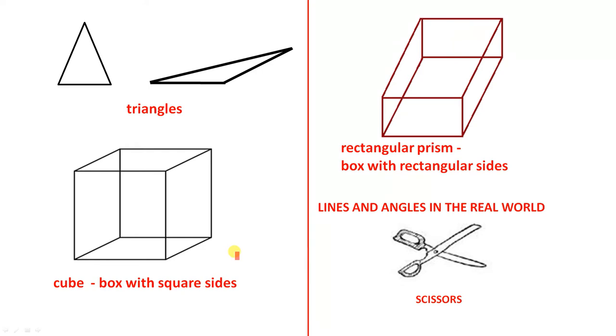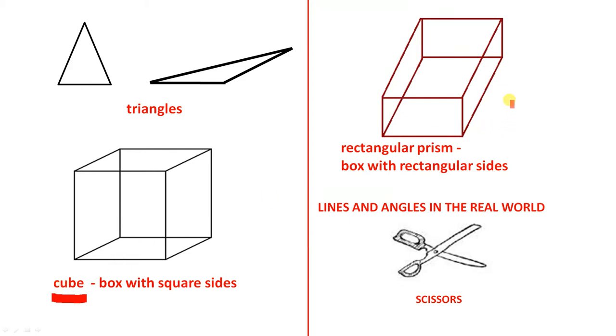Now lines and angles also form 3D objects. This is a cube. You can see all the lines and the angles. And it's called a cube because it's a box with square sides. Because all the sides are in the shape of a square, that's why it's called a cube.